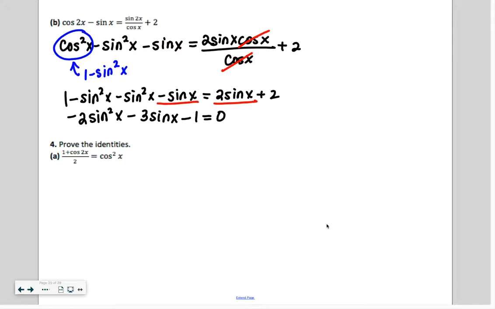You guys see that? Do all those negatives bother you? They bother me. I hate all those negatives. I don't like factoring with negatives out front. So we could add them all to the other side, or we could divide everything through by negative 1. So we're going to get 2 sine squared x plus 3 sine of x plus 1 equals 0. We know how to factor something like that.